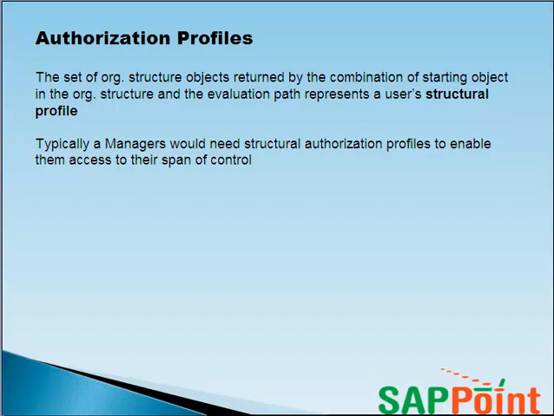Now, the span of control for a manager would include the employees reporting to that manager. So the set of org structure objects, which are positions, jobs, or persons, reached by the combination of the starting object in the org structure and the evaluation path represents a user's structural profile.